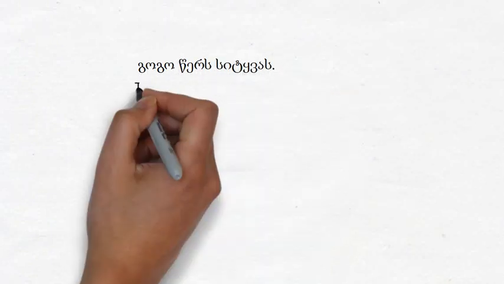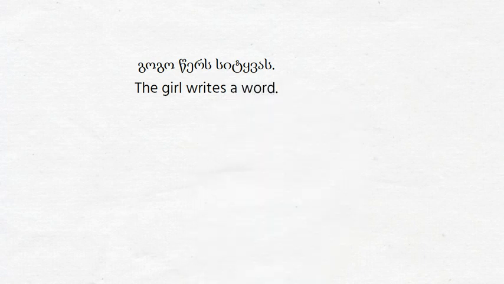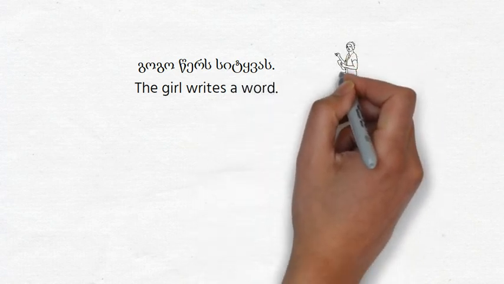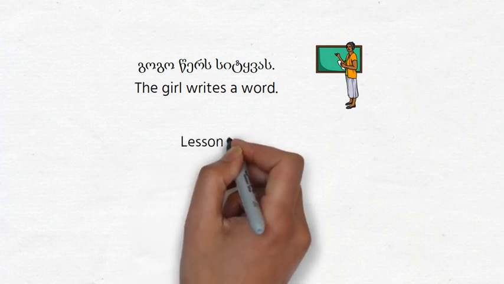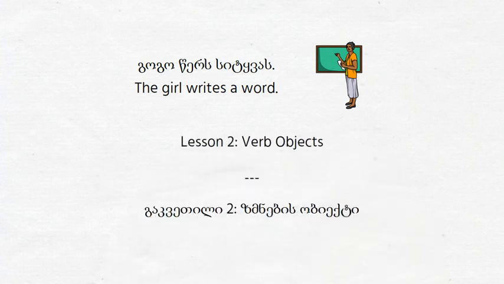Guguts ers sidqvas. The girl writes a word. This is lesson 2 about verb objects in the Georgian language.